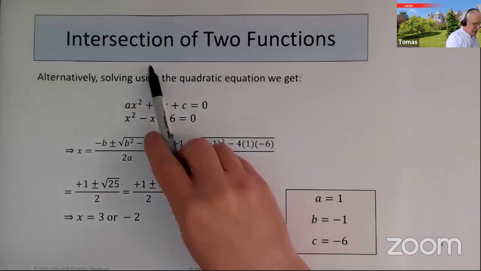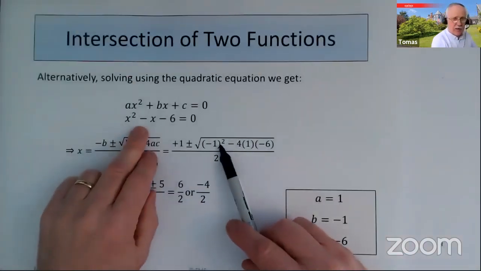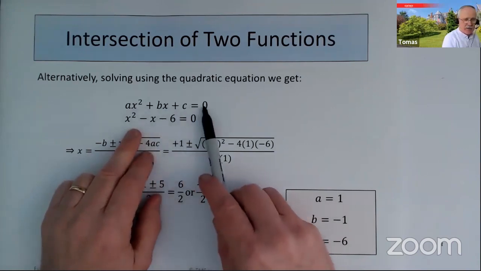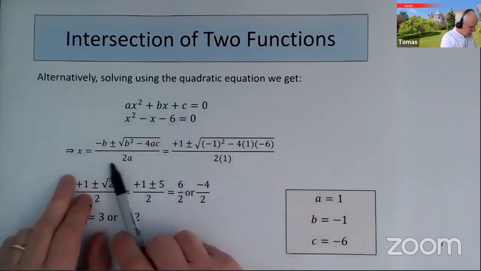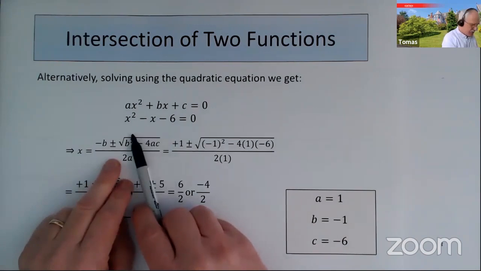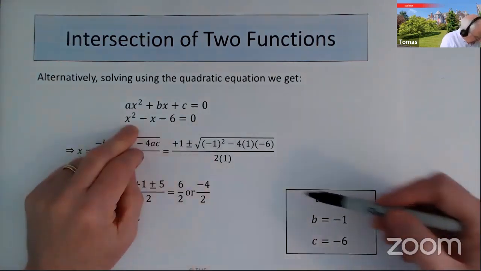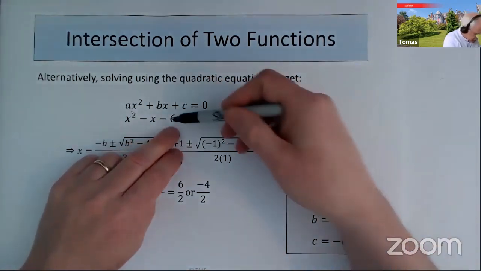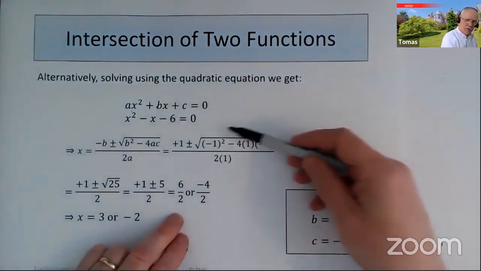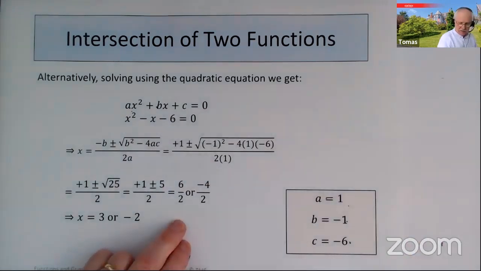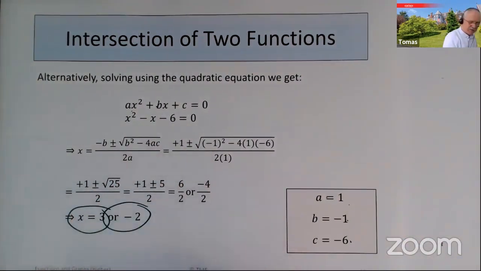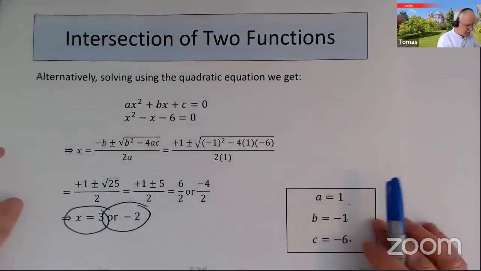But again, let's say you didn't spot it, or you don't like solving it with the factors or whatever. You could use the ax squared plus bx plus c method again. Go through exactly the same thing, use the formula. In this case, a is 1, b is minus 1, c is minus 6. Plug in all the numbers, go around the cycle again, and you'll get x is 3 or x is minus 2, exactly as before.